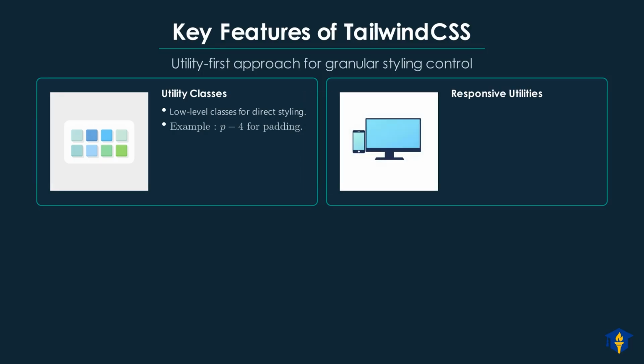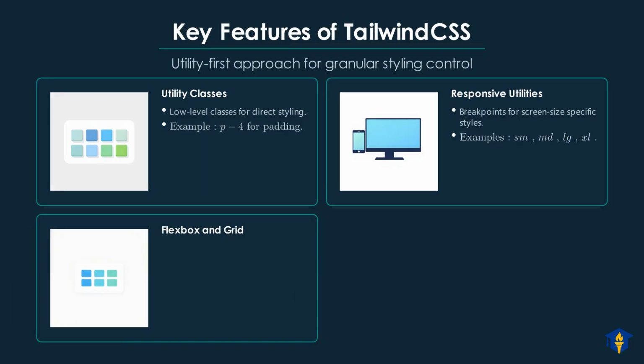Tailwind CSS also provides responsive utilities using breakpoints to apply screen size specific styles. These breakpoints allow you to define different styles that automatically adjust based on the screen width. Common examples include small, medium, large, and extra large for targeting various device sizes.